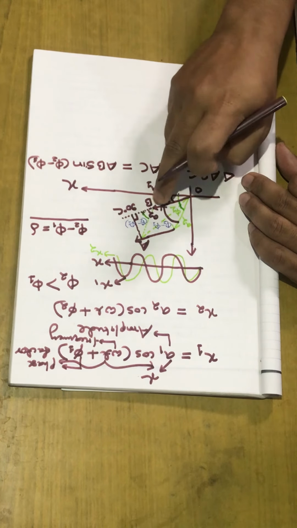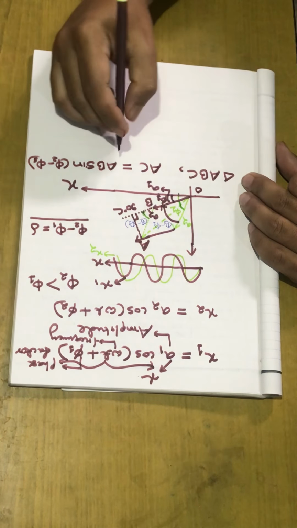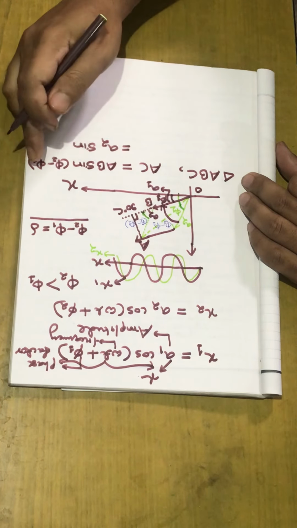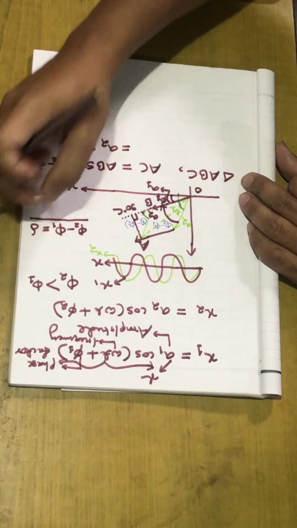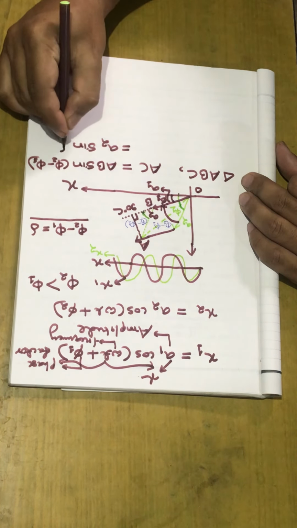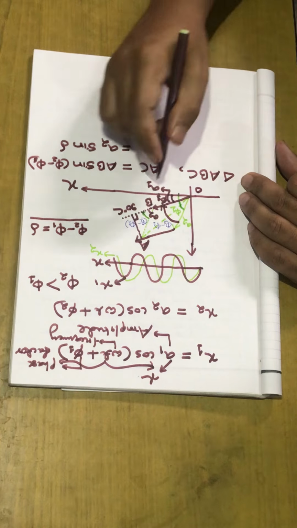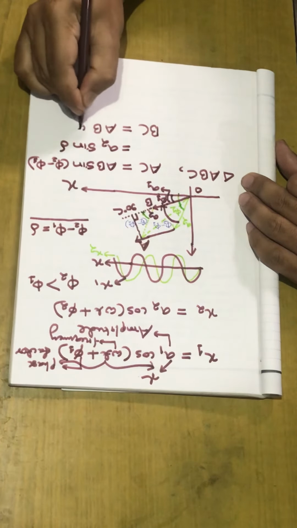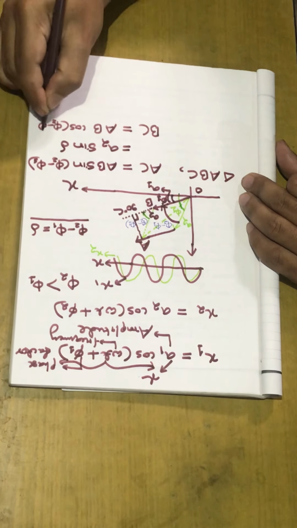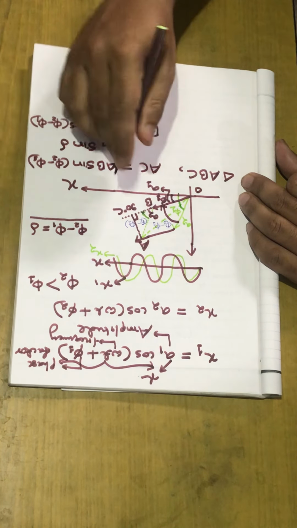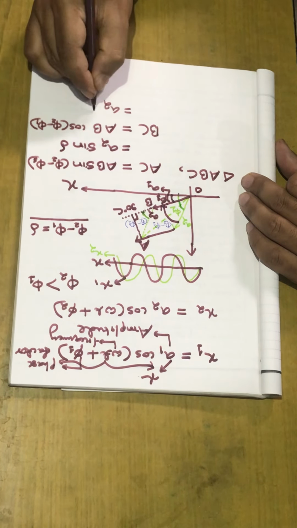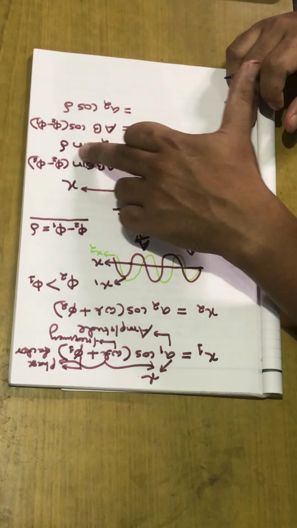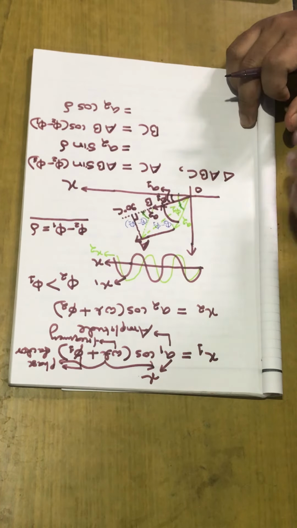Okay, and how much is AB? AB is nothing but A2. Therefore AC is equal to A2 sine of phi 2 minus phi 1, which is delta. Therefore AC is equal to A2 sine delta. Then similarly, BC is equal to AB cos of phi 2 minus phi 1, which is A2 cos delta. Therefore what we have found: AC is equal to A2 sine delta and BC is equal to A2 cos delta.